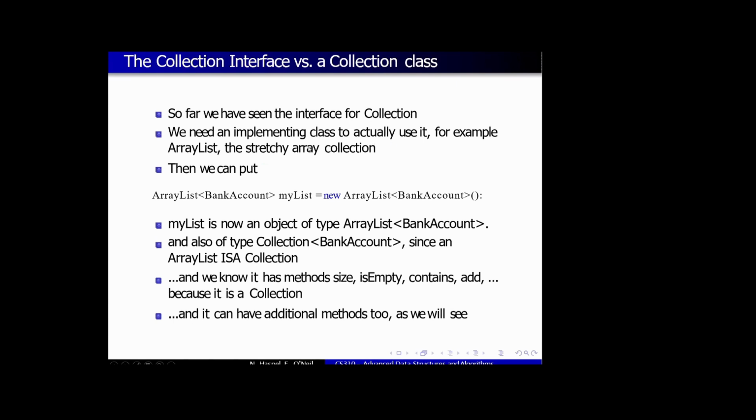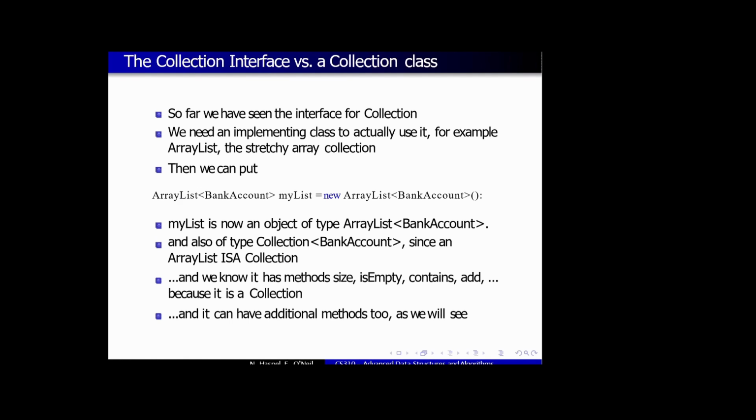Of course, this is an interface, right? And that means we have to find one of those concrete classes so that we have a new something to get going. So for example, probably the easiest one to use is array list. This is a stretchy array collection. It's a very nice collection class. So let's suppose we want a bunch of bank accounts. We can just set up a new array list of bank accounts. It's this easy.